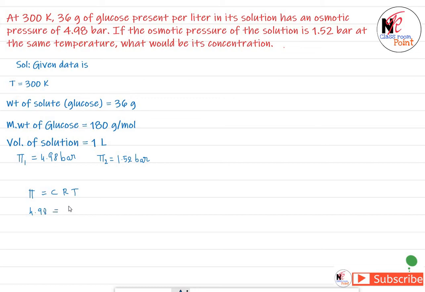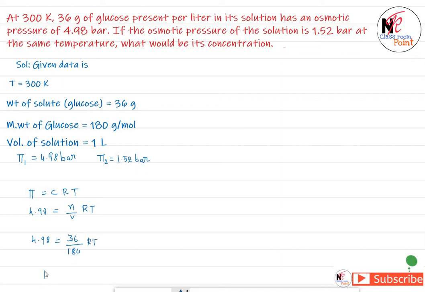It is equal to C, meaning number of moles by volume. The RT value, let us not substitute, because they are saying the same temperature, so they get cancelled. So now, 4.98 bar is equal to number of moles, meaning weight by molecular weight. The weight of the solute is given as 36 grams. It is 36 grams divided by molecular mass 180 grams per mole, and volume is 1 liter, so no need to substitute into RT.